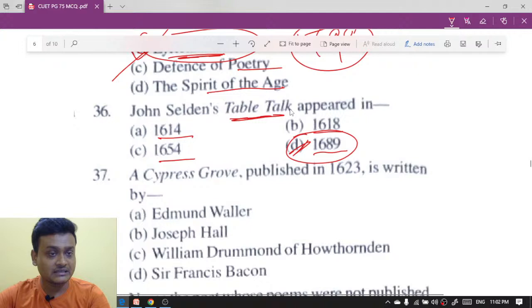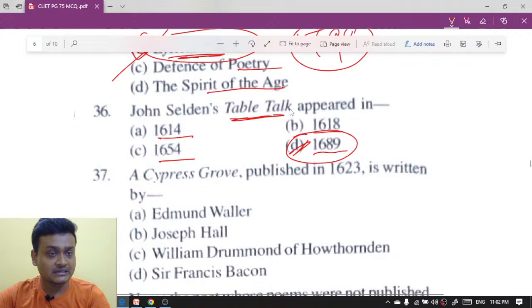A Cypress Grove, published in 1623, is written by Edmund Waller, Joseph Hall, William Drummond, or Sir Francis Bacon. So A Cypress Grove published in 1623 is written by William Drummond.